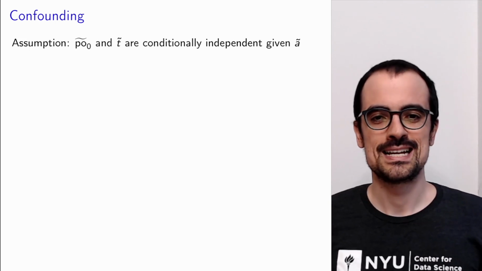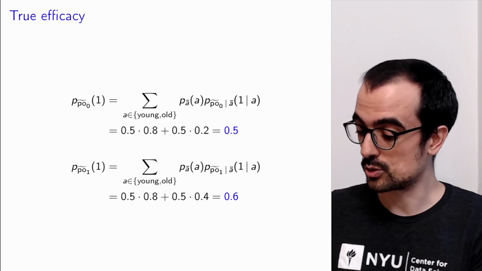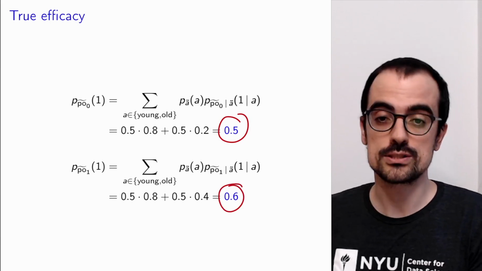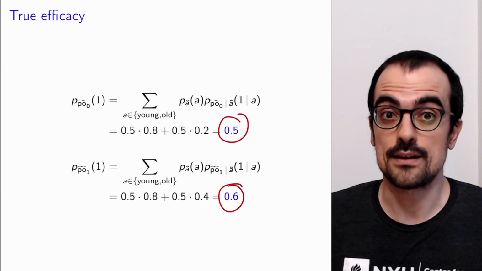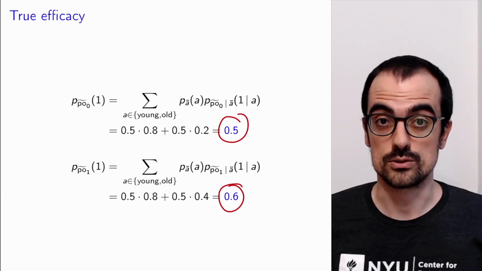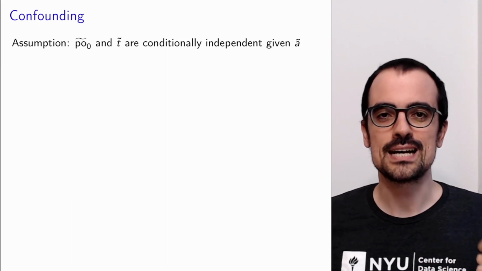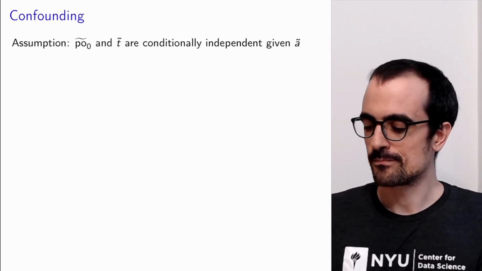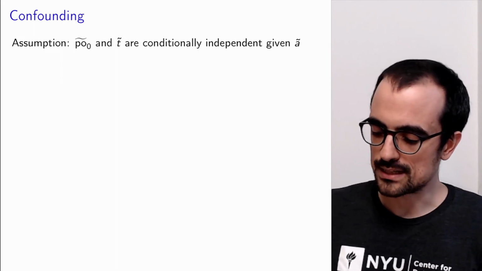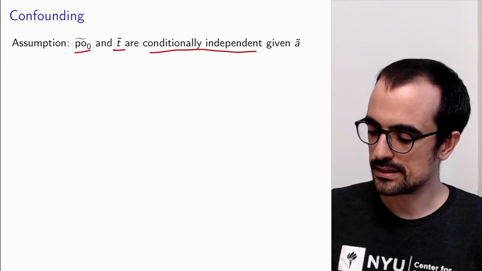Okay, so now this is what we want. We would be very happy if we could find this out from our data because this would give us a very accurate picture of the efficacy of the drug. But now what we see is our data. So we have to see how Y behaves because Y is what we actually end up seeing. So we're going to make the assumption that the potential outcomes and T are conditionally independent given A.